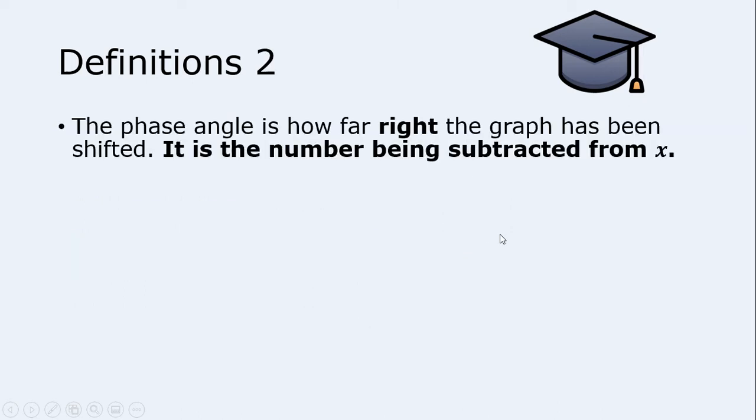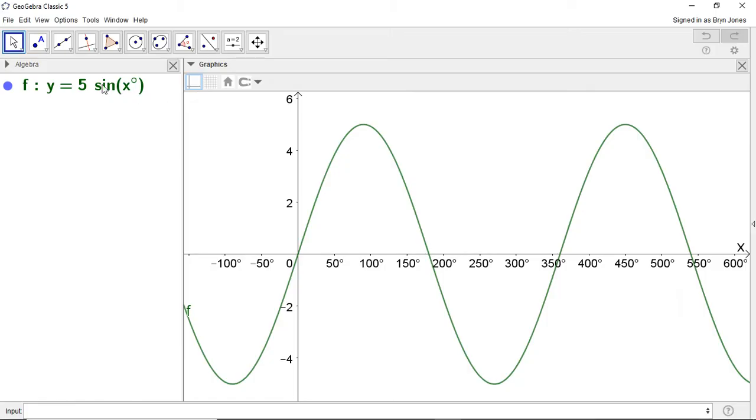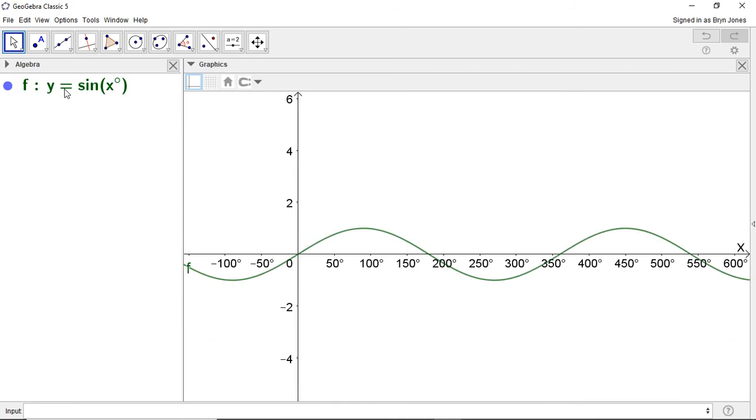Okay, there's another definition, which is the phase angle, and this is how far right the graph has been shifted. So I'll show you that in practice. It's the number being taken away from x. So again, I'll just go back to the usual sine graph. So sine of x looks like this.